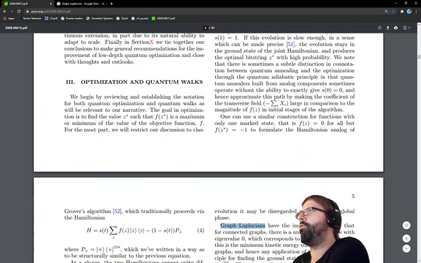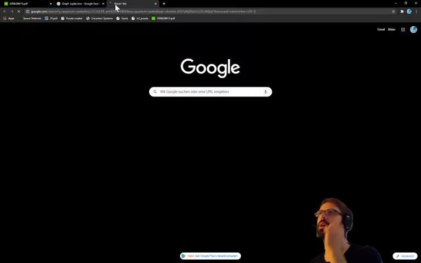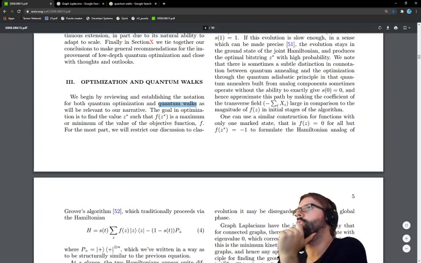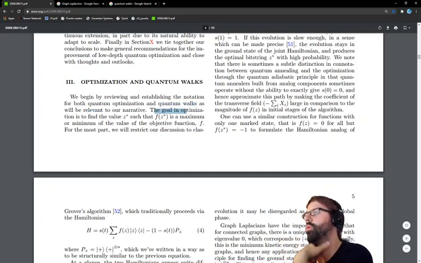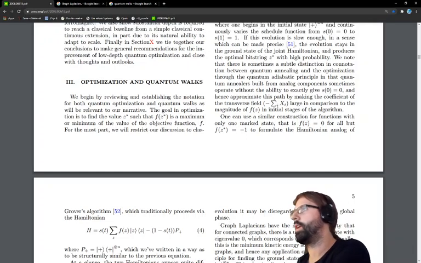We begin by reviewing and establishing the notation for both quantum optimization and quantum walks. So these I also haven't touched, so we'll Google that, as will be relevant to our narrative. The goal in optimization is to find the value z star such that f of z star is a maximum or a minimum of the value of the objective function f. Okay, yeah, that's just a way to define optimization. So you want to find a maximum or a minimum.